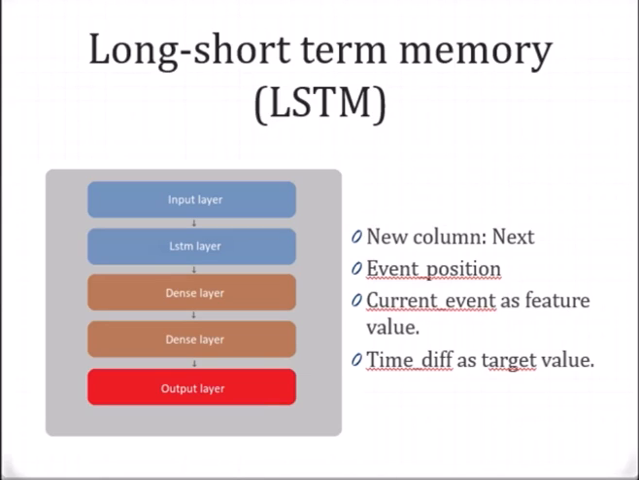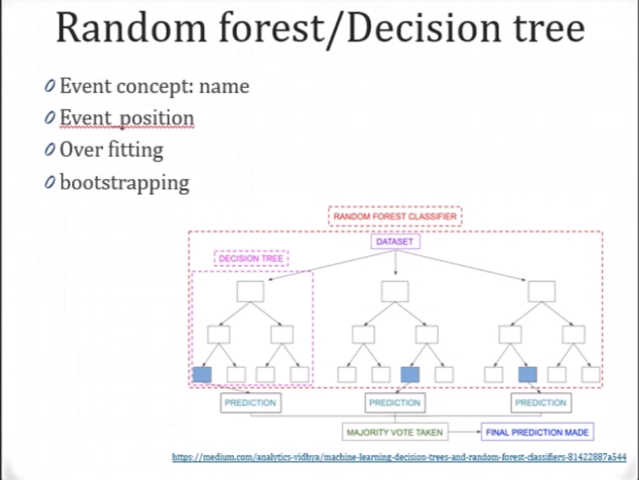Our final model is the random forest and prediction tree. We have developed a random forest. For the feature selection, we selected the most important features: event concept name and event position, the position of the event in the case event trace. To avoid overfitting, we extended the random forest by bootstrapping the forest even further, particularly by incorporating bagging as an ensemble method.